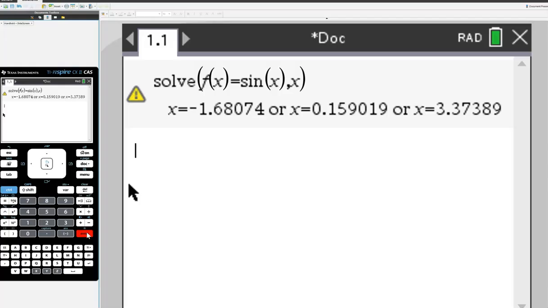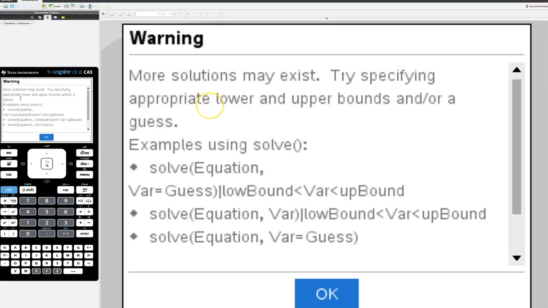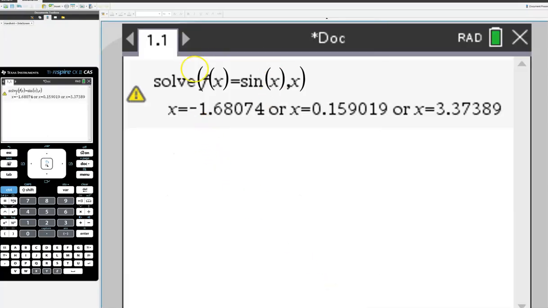Boom. Hey, look at that. I got some nice approximate values there. There's one at negative 1.68074, another one at 0.159019, and then another one at 3.37389. There's a little warning here. Let's see what it says. Click on it. It says more solutions may exist. Try specifying appropriate lower and upper bounds. Okay, I don't know if that's important or not. If I was doing this in a question on the AP exam, I'd want to make sure I checked to see if there were any other solutions I needed. And I will show you how to do that in a moment.